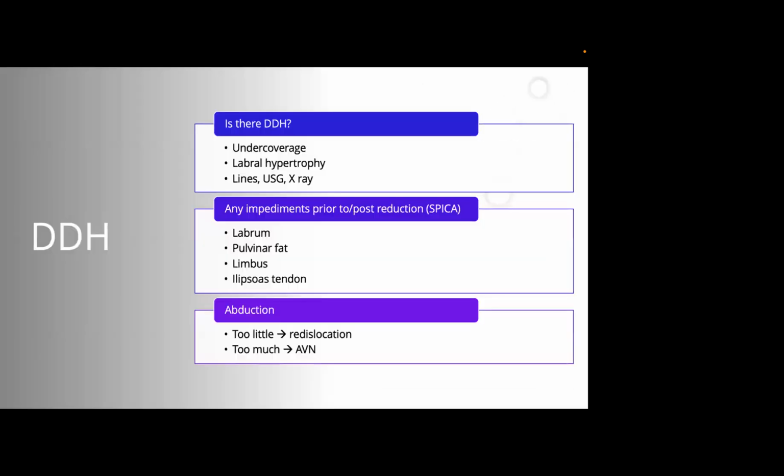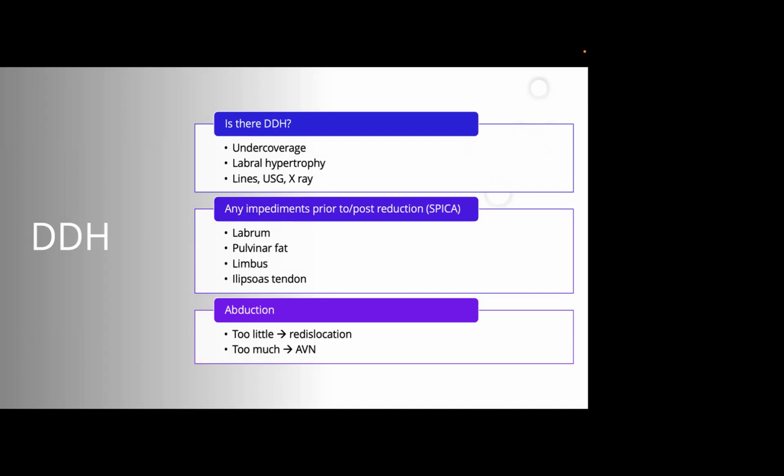So on DDH issues with MR, I think you're trying to determine whether there's undercoverage. There's typically going to be undercoverage and labral hypertrophy. You're going to figure out that the patient has DDH far more often on X-rays and ultrasound long before you do an MRI. When you're doing an MR, the primary reason you're doing an MRI is to look for any impediments prior to reduction. And then even once you've reduced the patient and you put them in a spica, and we've studied many of these as well, you're trying to see if something has gotten in the way of the reduction, which you may need to adjust.